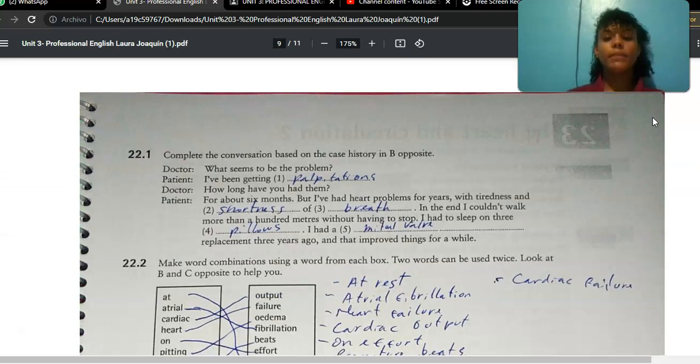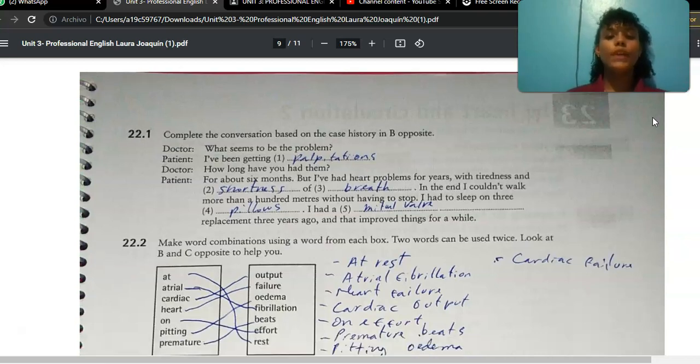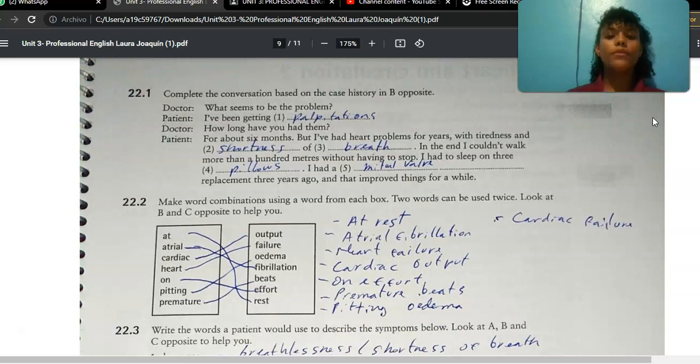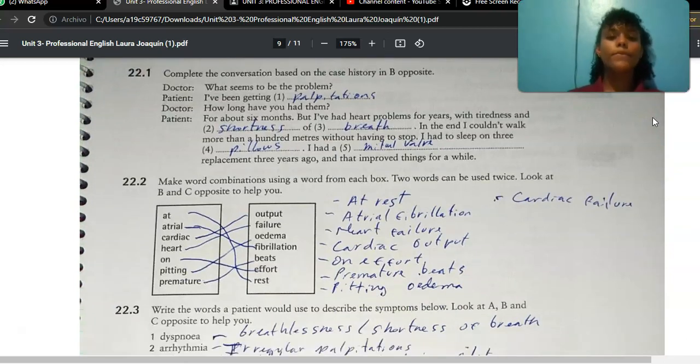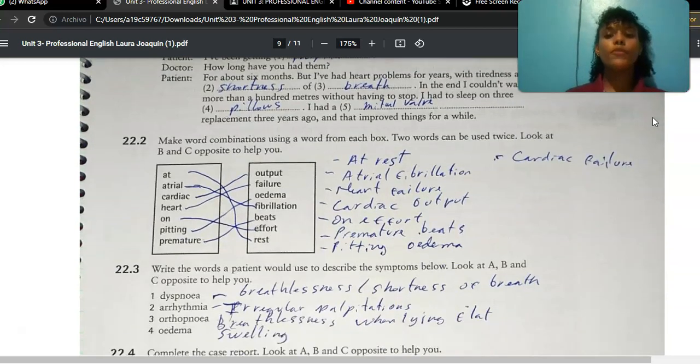Complete the conversation based on the case history and B opposite. Doctor: what seems to be the problem? Patient: I've been getting palpitations. Doctor: how long have you had them? Patient: for about 6 months, but I've had heart problems for years with tiredness and shortness of breath. In the end, I couldn't walk more than 100 meters without having to stop. I had to sleep on 3 pillows and I had a mitral valve replacement 3 years ago and that improved things for a while.